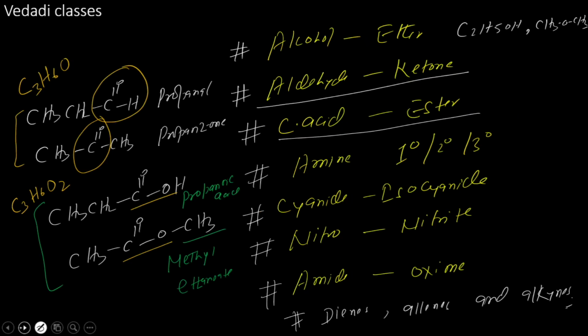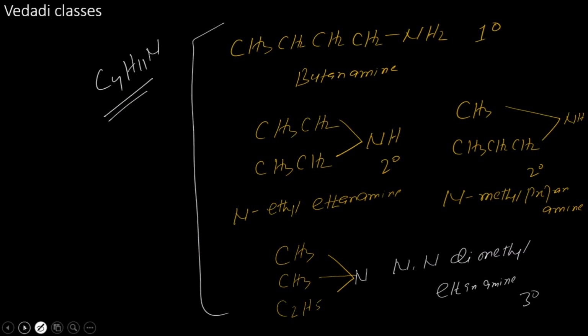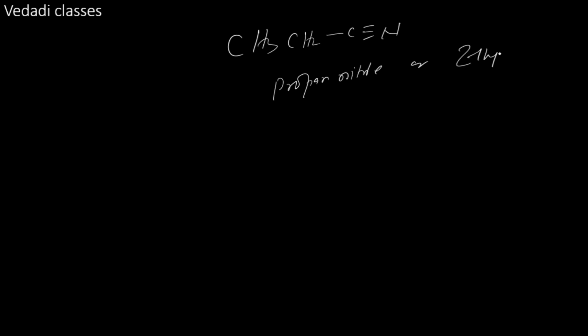Now have a look here. Amines we did. Now cyanide and isocyanide. You can give one example of cyanide and isocyanide. Cyanide is simply CH3 CH2 C triple bond N. This is a 3 carbon cyanide. It is known as either ethyl cyanide or propane nitrile, or ethyl cyanide.